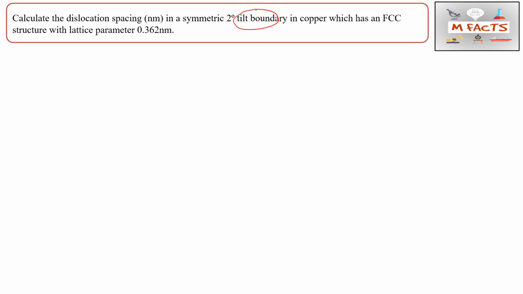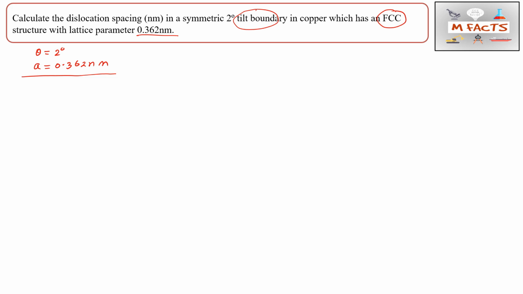So given data is 2 degree. So this is basically theta. Theta is 2 degree. This is the angle in copper, which has an FCC structure. Copper has an FCC structure with lattice parameter 0.362 nanometers. Okay, so now we will see three formulas, and every time we will get the same answer by every formula. Okay, so first of all, I will write the formula here.